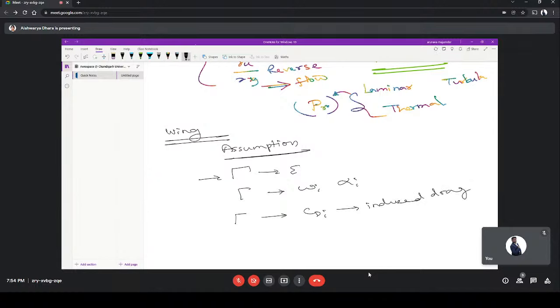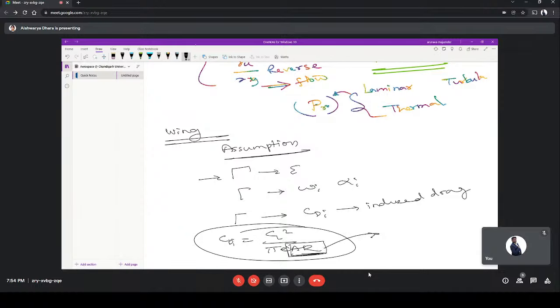There are some derivational relations between them, how they're related with one another, and what is CDi. There is a very unique formula, CDi equals CL squared by pi e AR, right? So how can we reduce the induced drag? What are the major parameters? One of the major parameters is aspect ratio. What is aspect ratio? There is a formula, AR equals b squared by S.